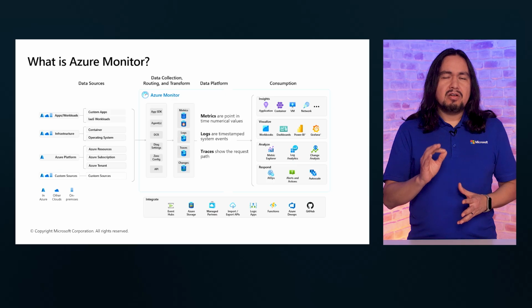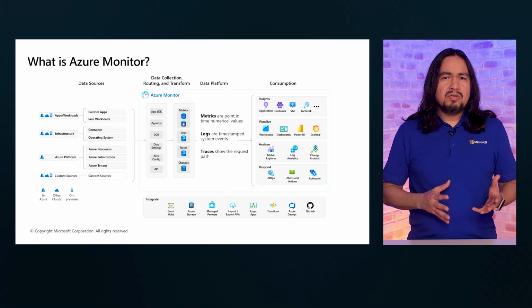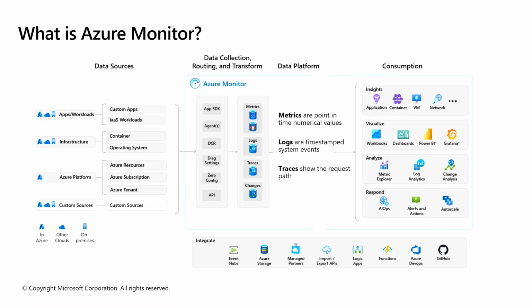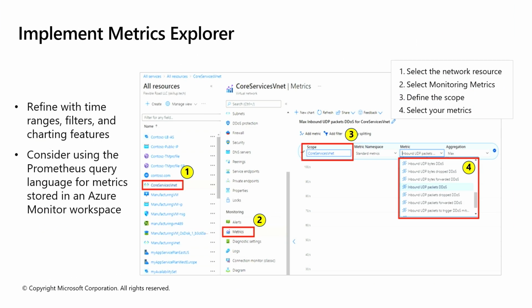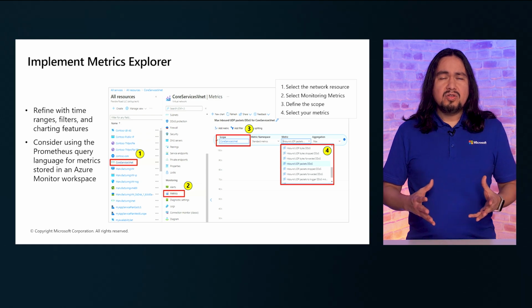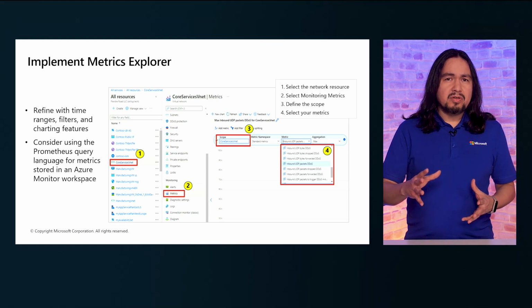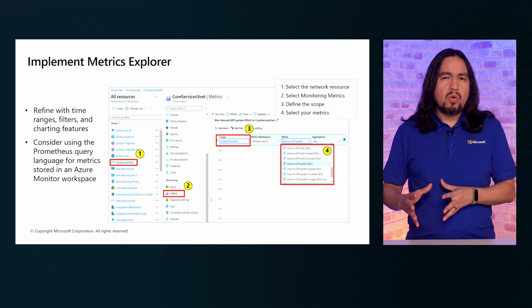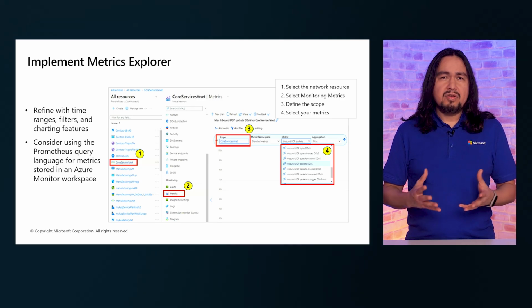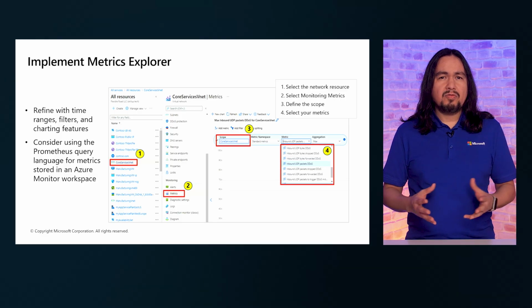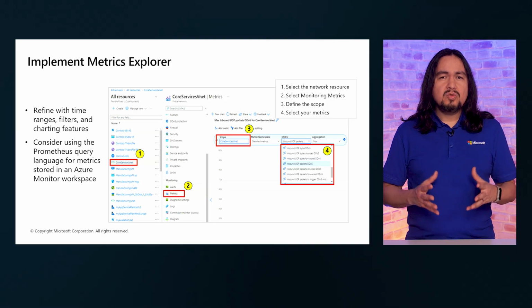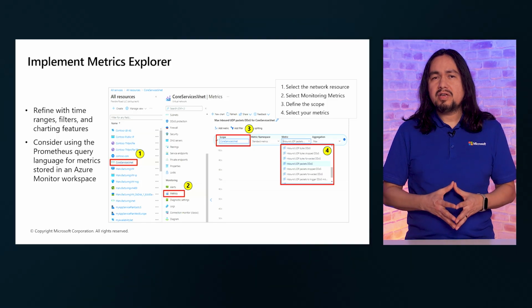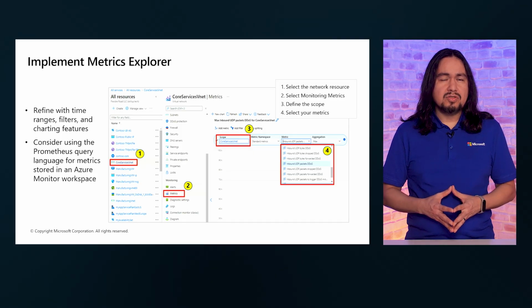Focus on the network data collection. For example, inbound or outbound network bytes or packets. When you're monitoring Azure resources, one of the things that are being collected for you is the metric for each resource. So what you need to do is go to the Metrics Explorer, select the network resource that you want to use. Then you need to select the different monitoring metrics that we have available for you, define the scope, and finally select your metrics. These will give you a graph of the current monitoring of your Azure network resources.